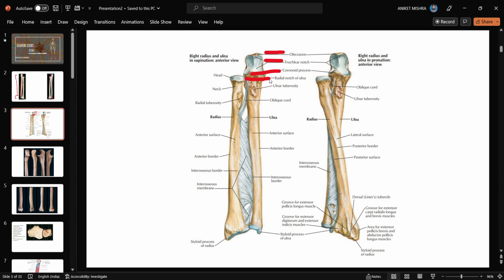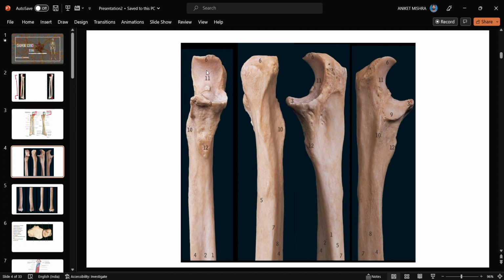Now the olecranon process. The olecranon process is projected upward. When we are looking at the ulna, it always lies upward. It has superior, anterior, posterior, medial and lateral surfaces. If we come to this image, we will get to know a little more about that.